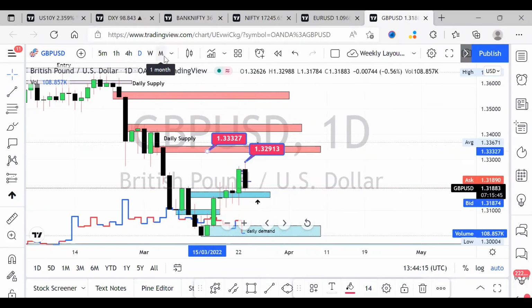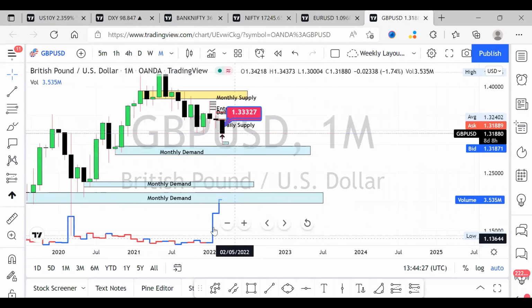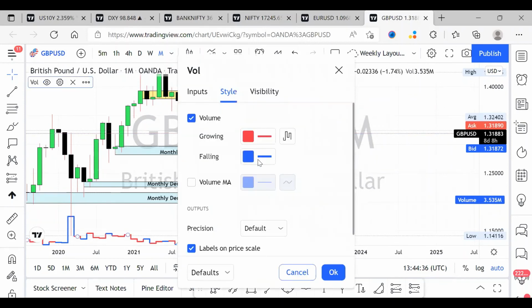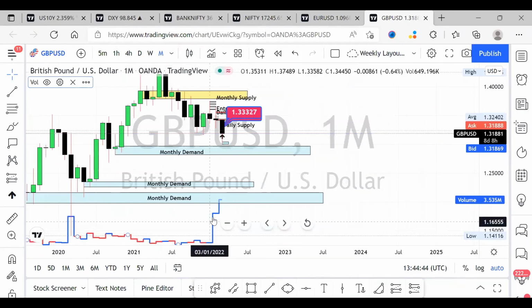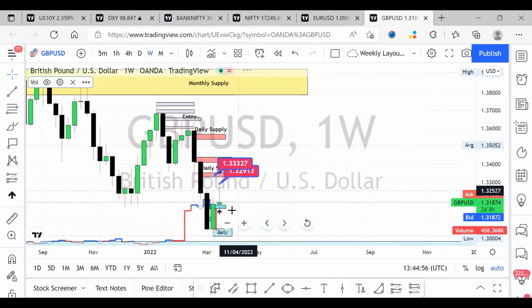But overall, from the monthly side, what you need to understand is this particular indicator. Indicators I'm not really keen on, but you've got to understand how volume must be there. If the volume is increasing, so if I look at my parameters here again, blue is falling and red is growing. So the overall strength of the falling is increasing on the monthly. This is telling you why this is falling on the daily, why it's falling on the weekly.